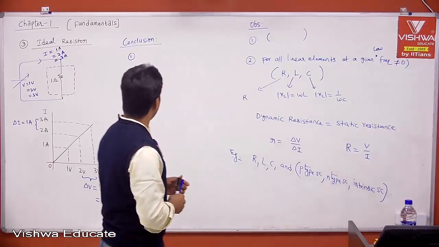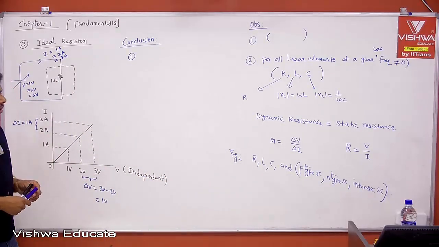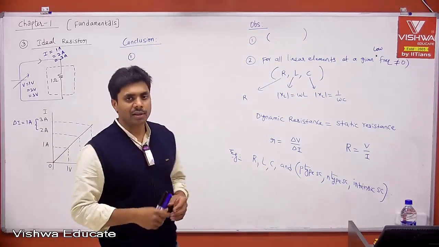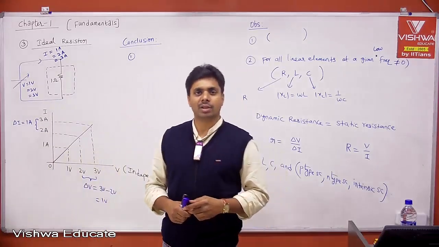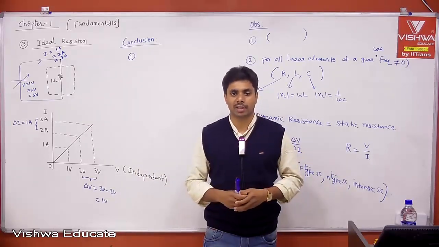And another conclusion with respect to linear elements like a resistor and n-type, p-type or intrinsic semiconductor: we can define the resistance either in a static way or a dynamic way because the element is linear. If the element is linear, we can define it either way, right?